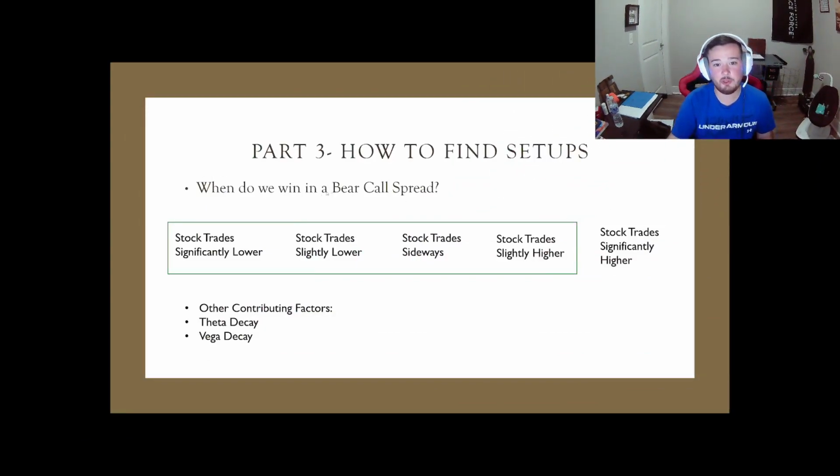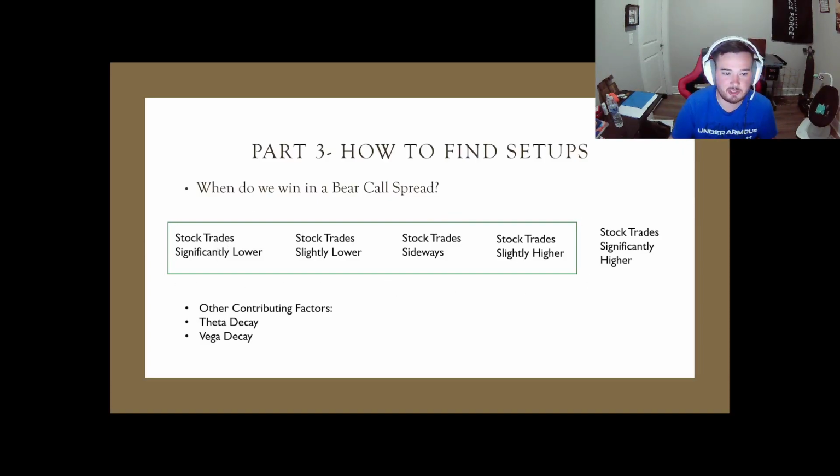How to find setups. When do we win a bear call spread? So there's 5 different outcomes that a stock can do. We broke it down for you. So a stock is either going to trade significantly lower from when you enter the trade, it's going to trade slightly lower, it's going to trade sideways, it's going to trade slightly higher, or it's going to trade significantly higher. If we enter a bear call spread, we automatically know that we have a 75% win rate based on part 1 of this series, right? From our option strat tool. If we're playing a bear call spread, we want what's inside of this green box to happen, right?